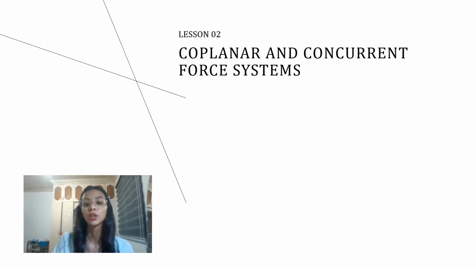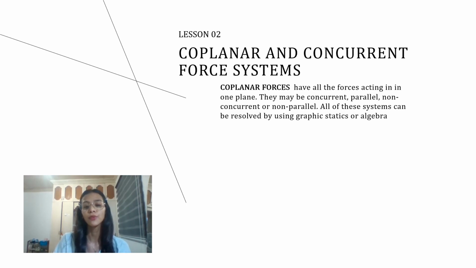And for our lesson 2, we have the coplanar and concurrent force systems. The coplanar forces have all the forces acting in one plane. They may be concurrent, parallel, non-concurrent, or non-parallel. All of these systems can be resolved by using graphic statics, or algebra.